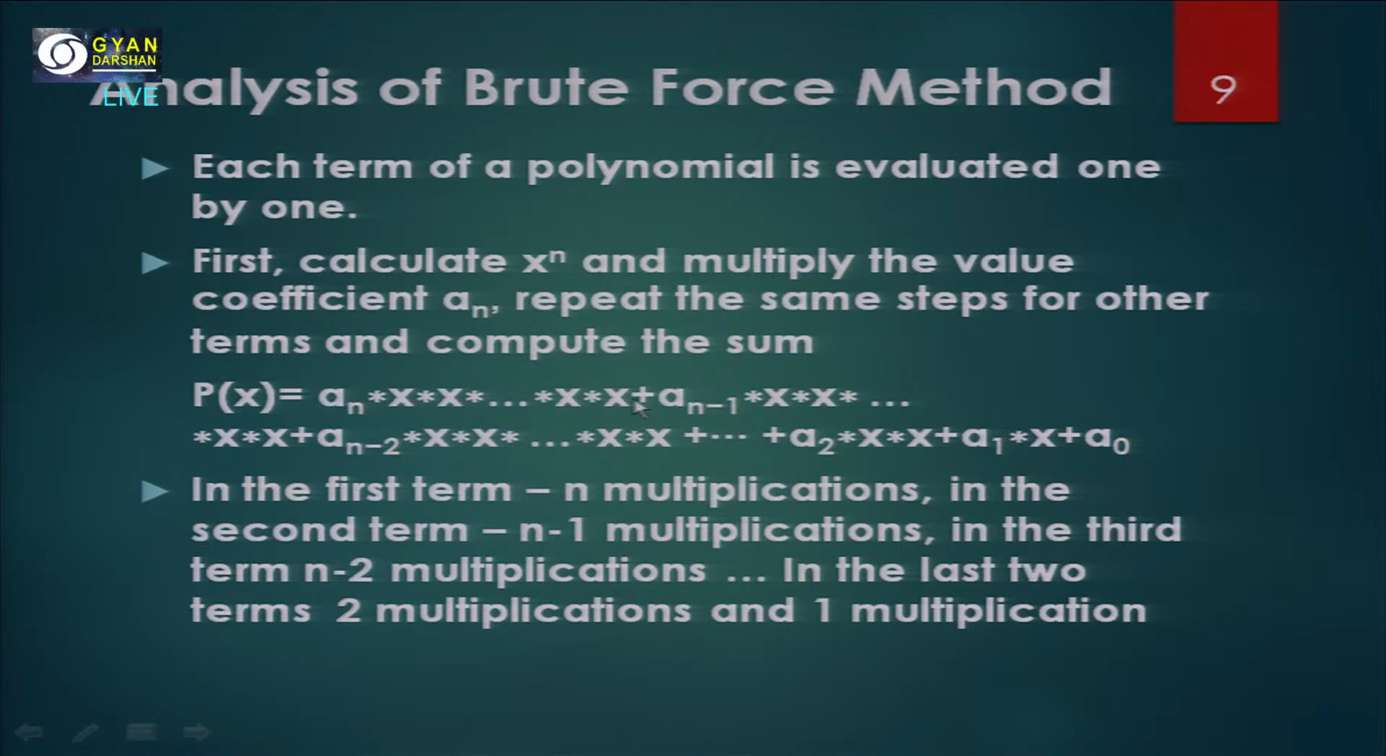So here, how many computations are we doing? n multiplications. With a n minus 1, how many multiplications? n minus 1 multiplications, because the term a n minus 1 x to the power n minus 1 is going to be there. With a n minus 2, you will have n minus 2 multiplications, and for the last two terms, here we have 2 multiplications, here we have 1 multiplication, and this is just a constant, right? So this is the total number of multiplications.